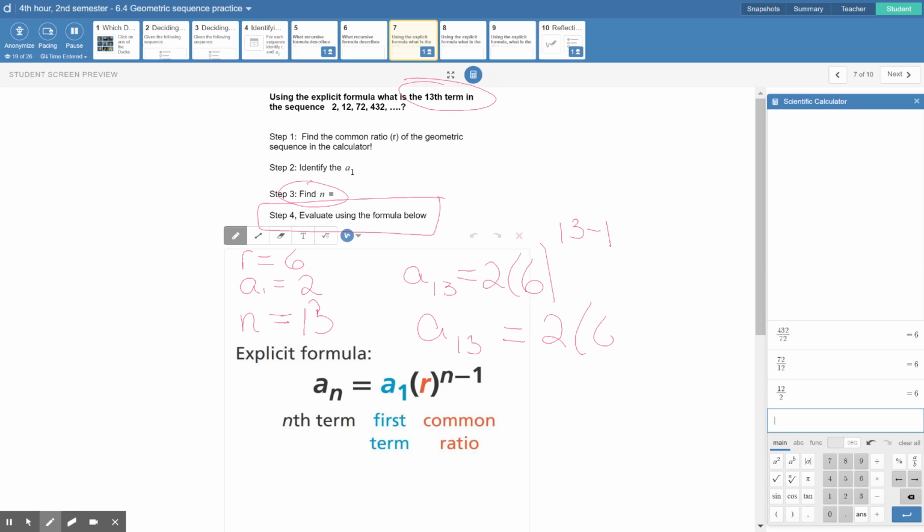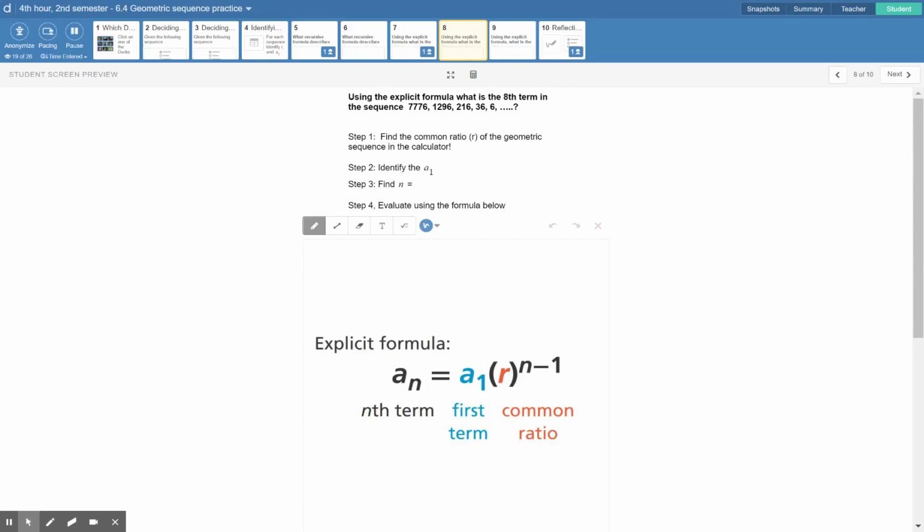Now, if you get a big number in the calculator, please don't worry. Remember, this is multiplying by 6 every single time you add a term to the sequence. So it's going to be a ginormous number. In math, when it's a huge number like that, we use scientific notation.